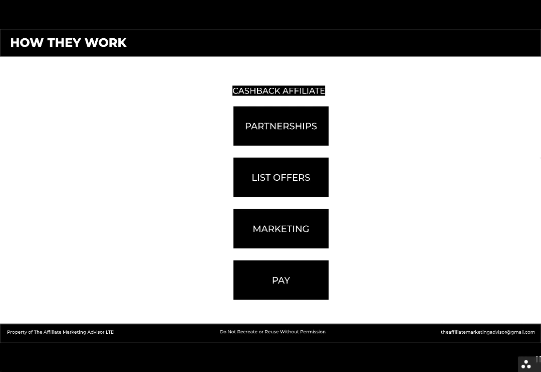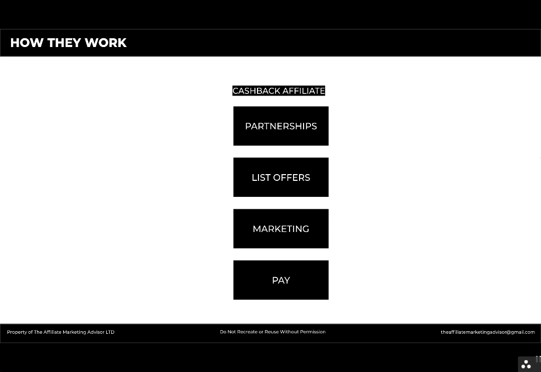How does it work? Cashback sites will, usually through an affiliate network, form partnerships with brands. Instead of the brand paying the cashback site a commission and the cashback site keeping that commission, the cashback site would instead pass on 50 to 100% of the commission to the consumer in the form of cashback.